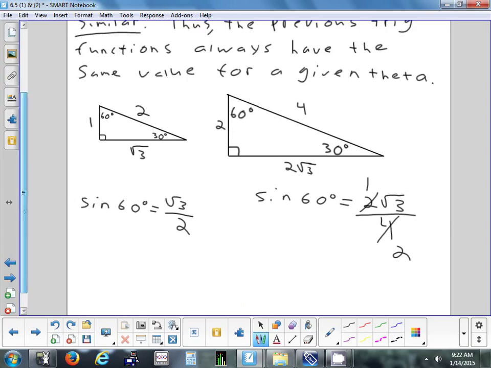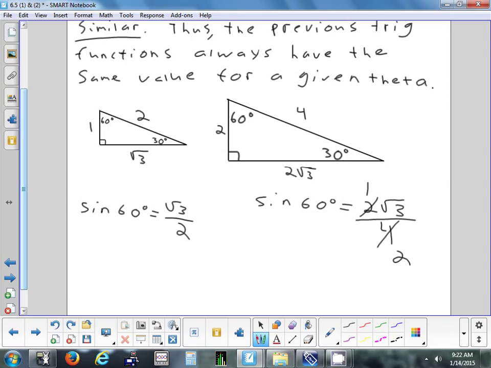You get the same thing. So any question on that idea? The size of your actual triangle has no effect on the trig functions of the angles. You could try that with all 6 if you wanted.